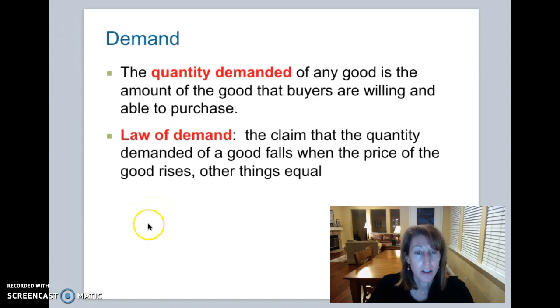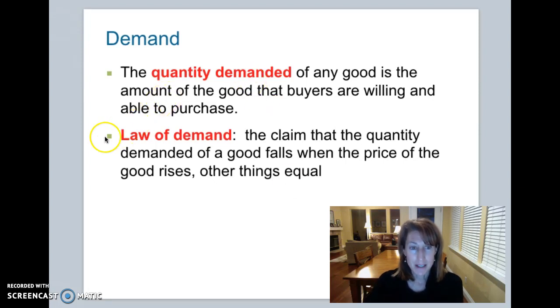And then we have something called the law of demand. As you know, in economics, we like to name things with laws. And this has to do with the fact that the quantity demanded of a good or service will always fall when the price of that good or service rises. And then we make the big distinction, and we always say this, remember the caveat, other things equal, or all else being equal. So when we just look at the relationship between price of a good and service and the quantity demanded of that good or service, they're inversely related. That's our law of demand.